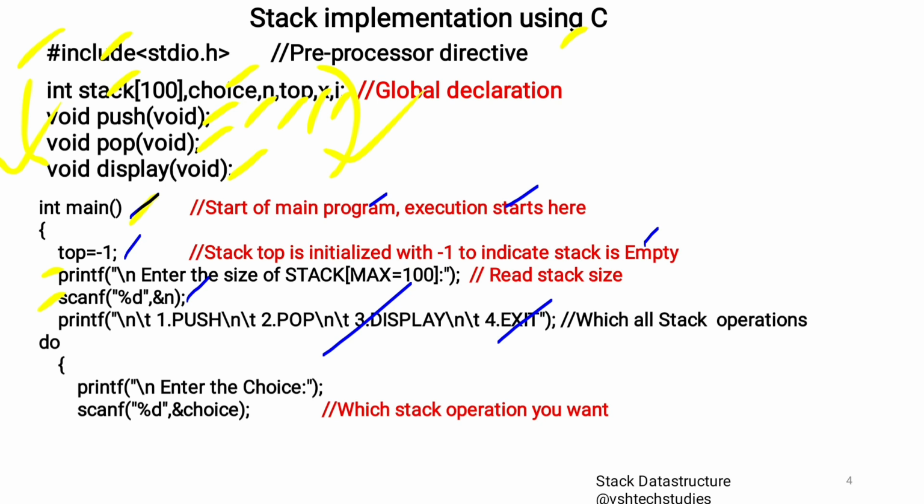So the implementation starts from the do while statement. This is do, the start of that looping statement. What must be done first? The choice must be read.